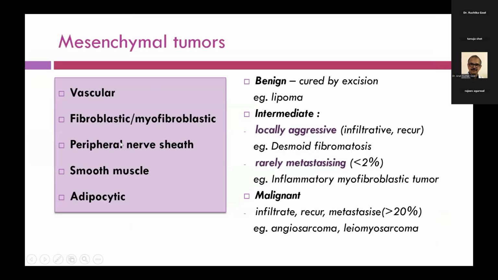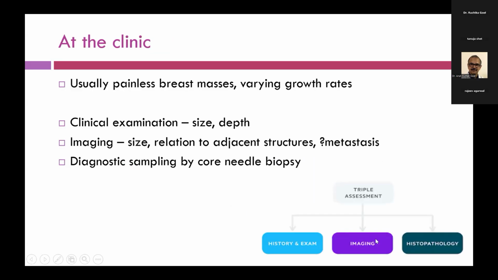Now, in each of these groups, you actually have 3 different types of tumors based on their behavior. So there are benign lesions which are actually cured by excision like a lipoma. There are intermediate lesions, which could be either locally aggressive, meaning they could be really infiltrative, making them highly prone to recurrences like a desmoid fibromatosis. And in this intermediate category, you also have this group of rarely metastasizing tumors like the inflammatory myofibroblastic tumor. Then in each of these groups, you have the frankly malignant lesions, which have the properties of infiltration, recurrence, as well as metastasis, like your frankly malignant angiosarcoma, leiomyosarcoma, and so on.